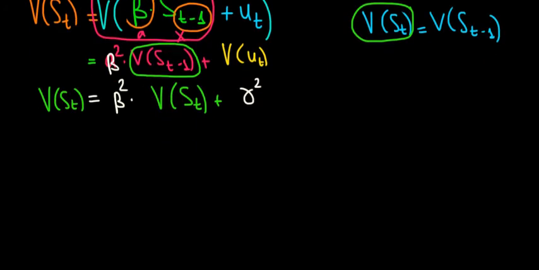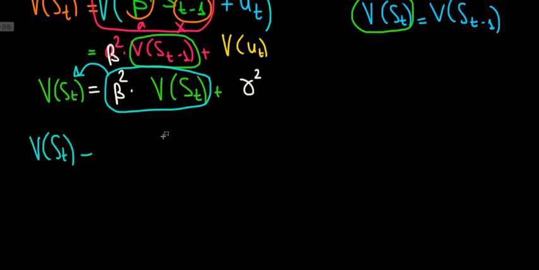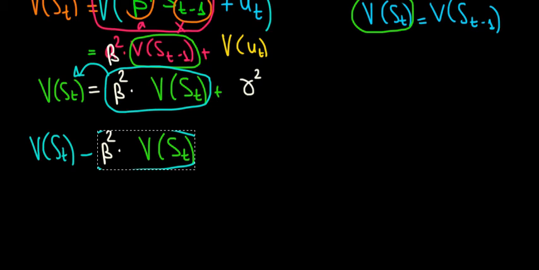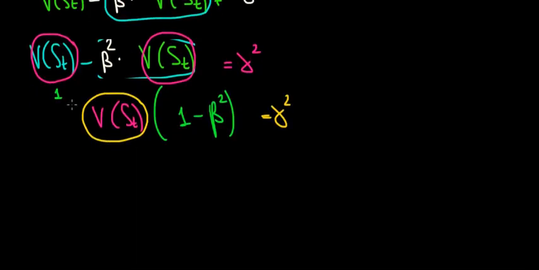Now let's take the same terms on one side. Let's take everything with the variance of st on one side, meaning we're going to take this entire expression to the left, and we're going to have the variance of st minus beta squared times the variance of st, equals sigma squared. Now what's a common factor here? The variance of st. We can take the variance of st as a common factor, and in brackets we're left with 1 minus beta squared, right? That's the remaining terms. Here we have 1 left, so 1 minus beta squared is equal to sigma squared. Now we're interested in the variance of sales at a certain point in time. Let's divide both sides by 1 minus beta squared. So the variance of st is going to be equal to sigma squared divided by 1 minus beta squared.